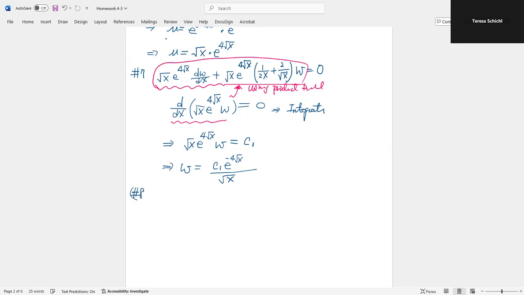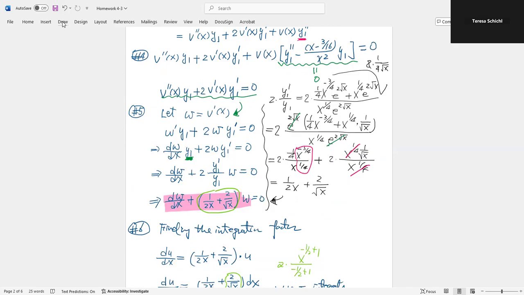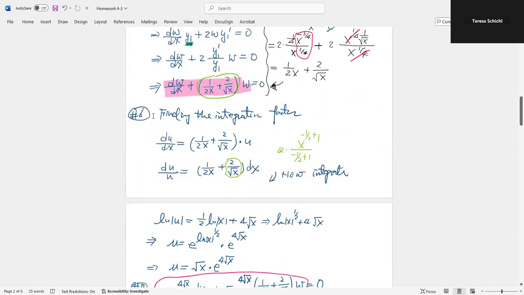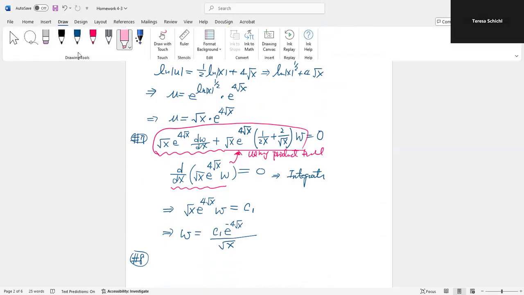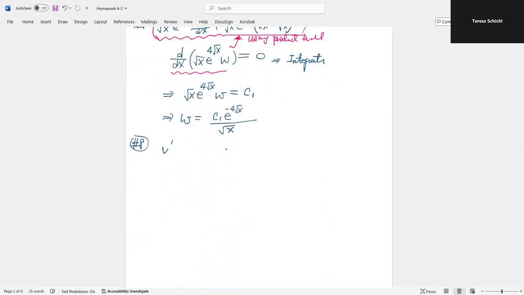So number 8 here. Now because I know the W, the W I assigned here is V1 prime, right? So let's highlight here, V prime of x here. Okay, so now almost there. We say W I find out is V prime. So now I just need to find the V, then I can find my solution. So my V prime is equal to constant C1 times the square root of x e to the negative 4 square root of x.